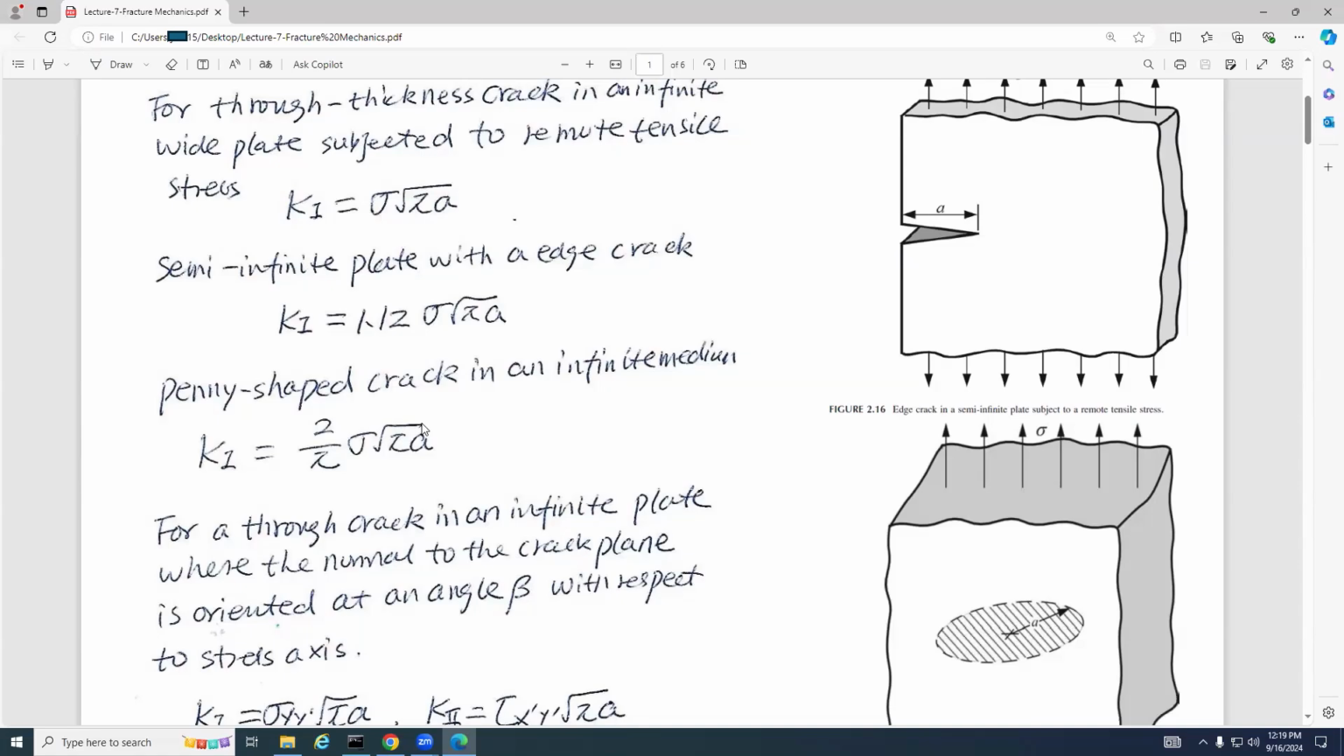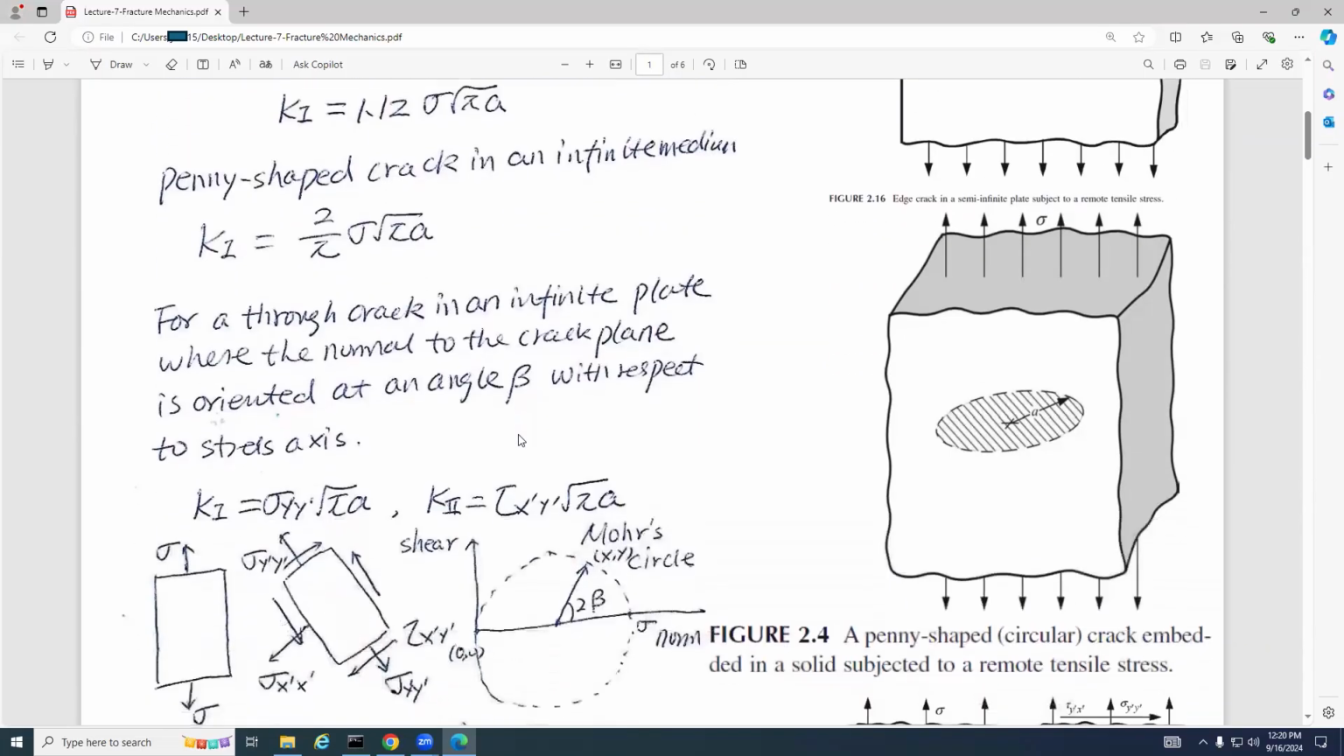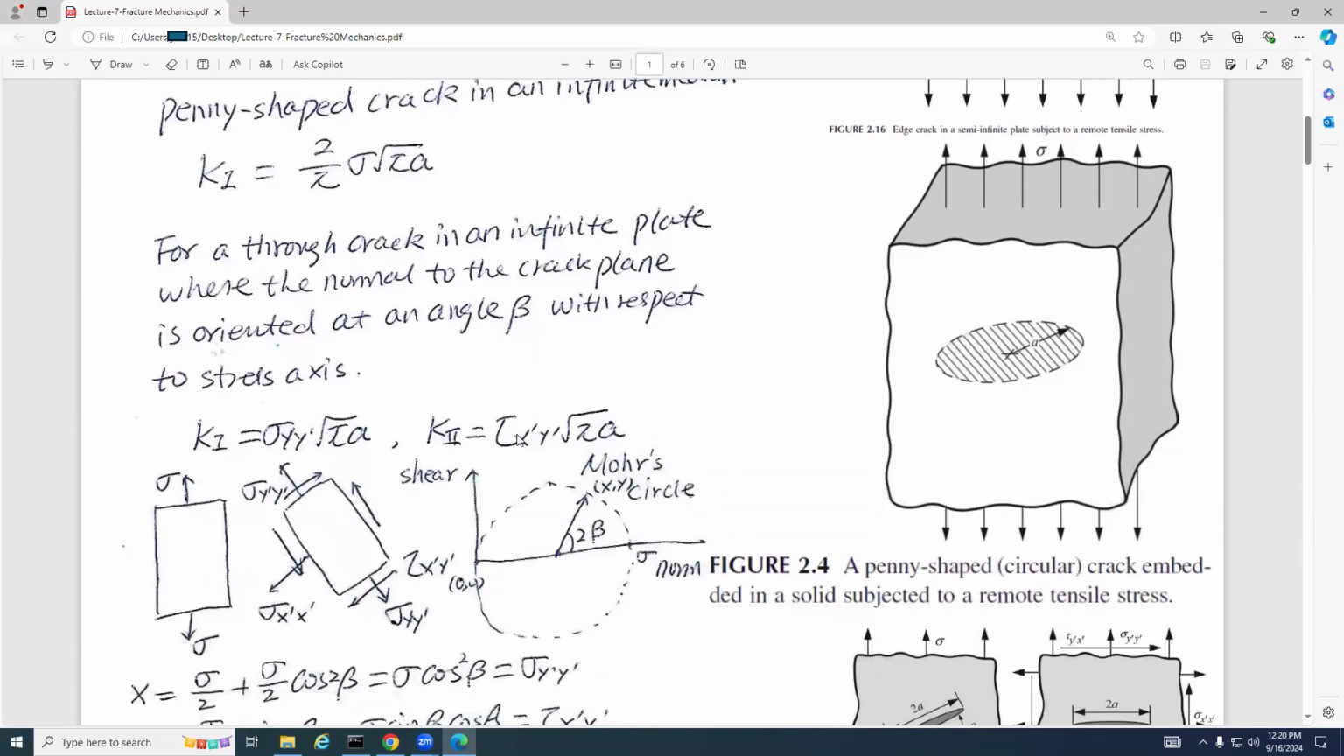direction of the applied load is perpendicular to the crack face. So these are the three equations, and the underlying assumption is that the applied load is perpendicular to the crack face. However, we know practically that we can run into a lot of other problems. For example, if the crack face is not perpendicular to the applied load, what can we do?